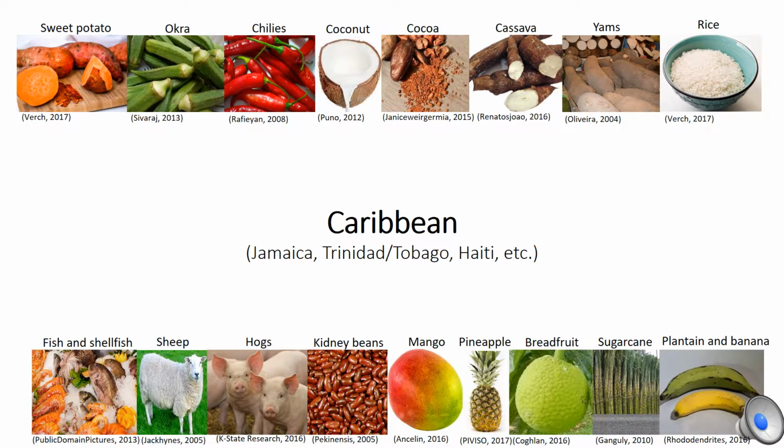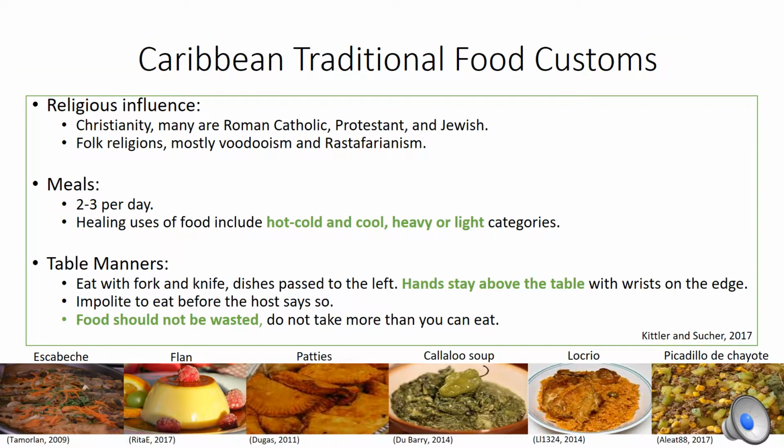Here we have some examples of common Caribbean food. Caribbean traditional food customs have a religious influence of Christianity. Many are Roman Catholic, Protestant, and Jewish. There are also folk religions, mostly Voodooism and Rastafarianism. Meals are served 2 to 3 per day, and there are healing uses of food, including the hot, cold, and cool, heavy, or light categories.